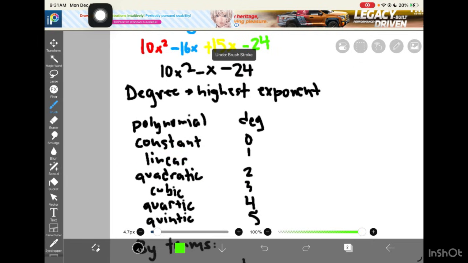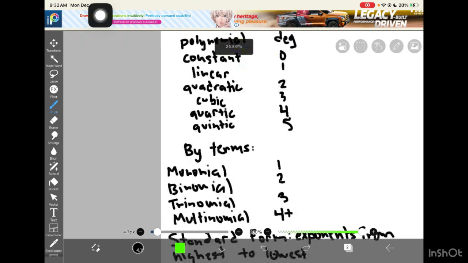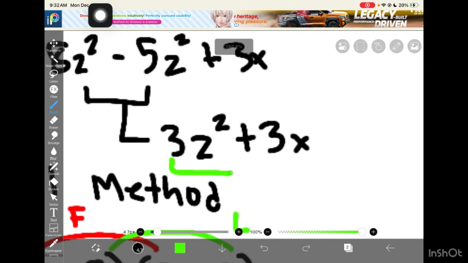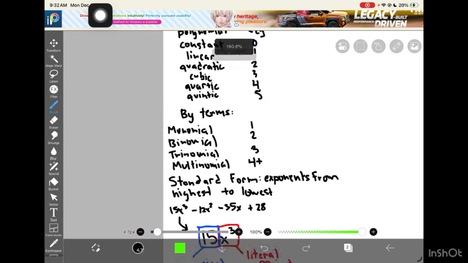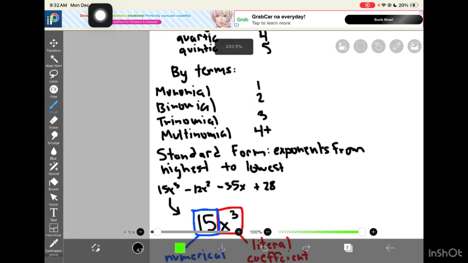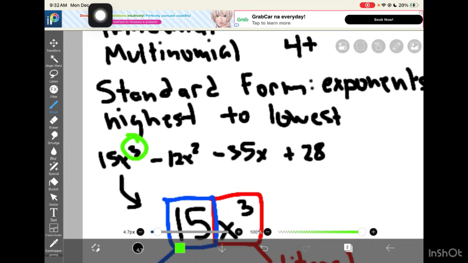So we have constant is 0, linear 1, quadratic 2, cubic 3, quartic 4, and quintic 5. There are more terms above 5, but you don't need to memorize them. And by terms, remember, after simplifying, these are terms. In this case, this is 2 terms, so it's a binomial. So we have monomial, binomial, trinomial, and multinomial. For standard form, you need to arrange the terms by their exponents, from highest all the way to lowest.